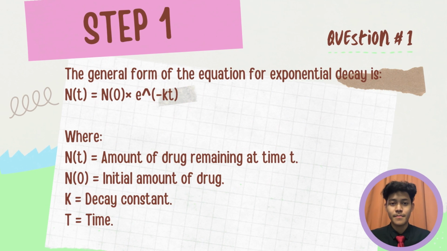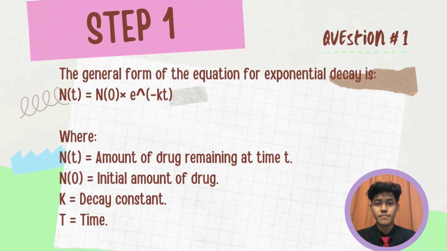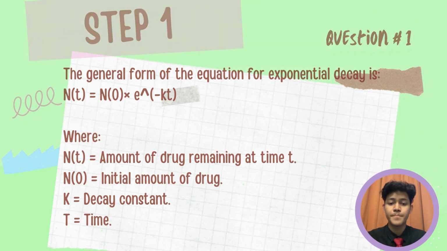Assalamualaikum and hi. My name is Hanif Naufal bin Muhammad Hassan. Now I will explain the solution for statement 1. So we have to use exponential decay. Step 1. We must know the general form of the equation for exponential decay is N(t) equals N0 times e to the power of negative kt, where N(t) is the amount of drug remaining at time t, N0 is the initial amount of drug, k is the decay constant, and t is time.